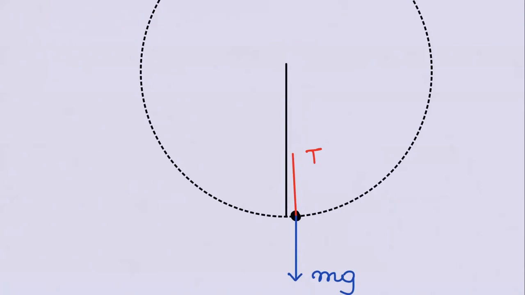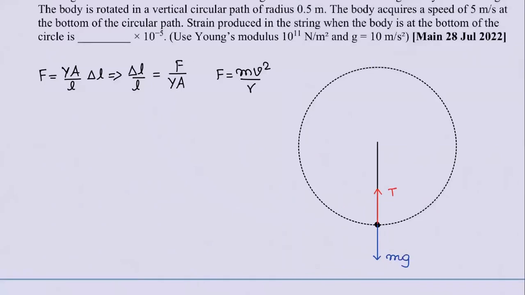The diagram itself is slightly off. One minute. Good. Tension T will be here. Now, the net force towards the center is mv square by R. So T minus mg is equal to mv square by R. This is wrong. That's a mistake I think he's expecting.